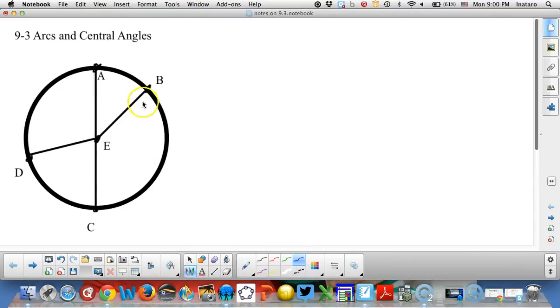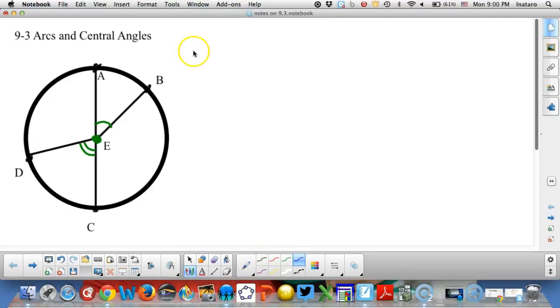So if you take a look here, I have a circle, circle E, with several radii. And notice that these angles, AEB, AED, DEC, those angles have their vertex as the center of the circle. This point E is the center of the circle. And when we have an angle where the vertex is the center of the circle and the sides of the angle are radii, we have what are known as central angles. So these are central angles, AEB and DEC.